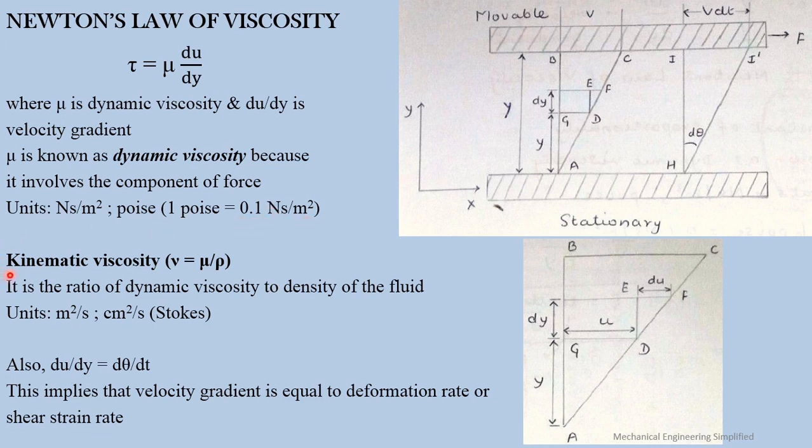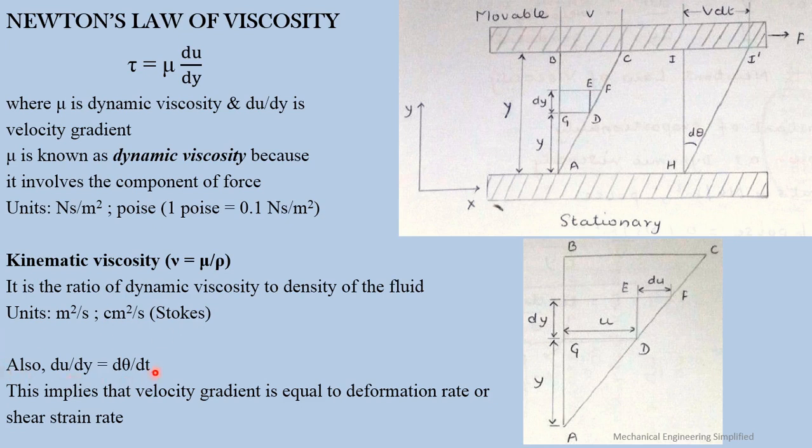Then another type of viscosity is kinematic viscosity, which is given by dynamic viscosity divided by density. It is the ratio of dynamic viscosity to the density of the fluid. Its unit is meter square per second in MKS, and the CGS unit is centimeter square per second, which is also known as Stokes.